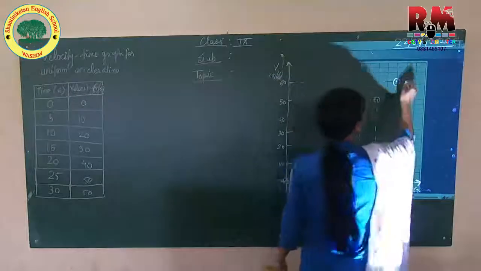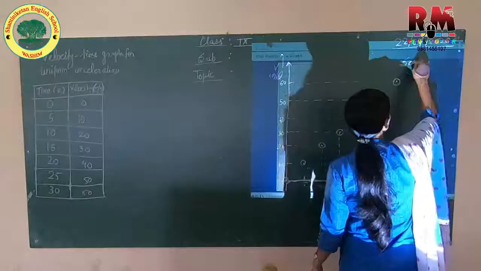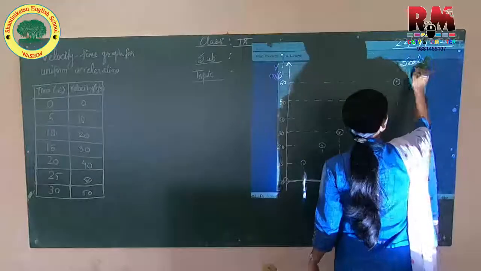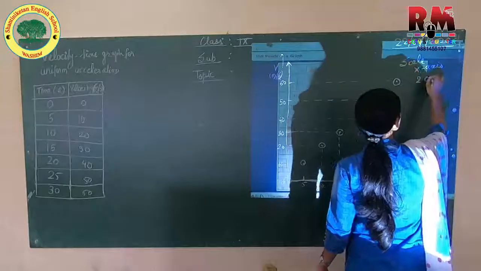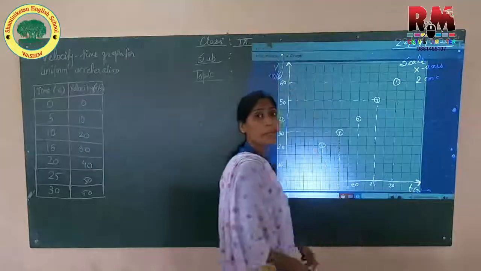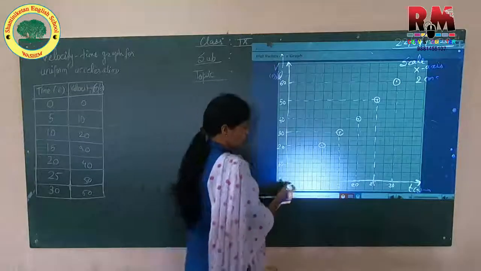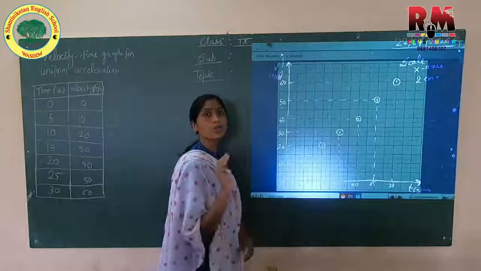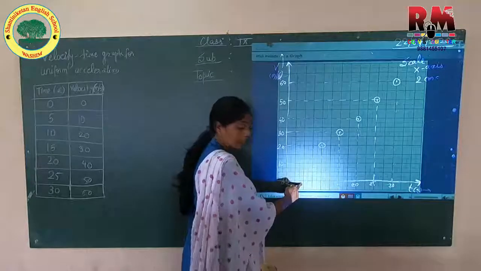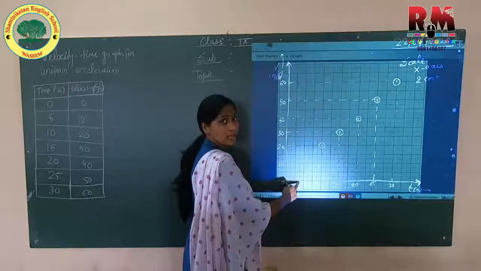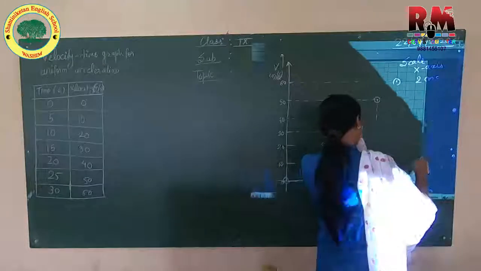let us write the scale. You have to write scale on the graph itself. Okay, x-axis you have used 2 centimeter. Why 2 centimeter, children? Because this one box is of 1 centimeter. We are using 2 boxes, that's why 2 centimeter.